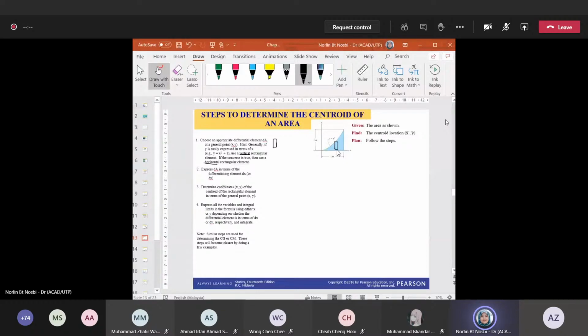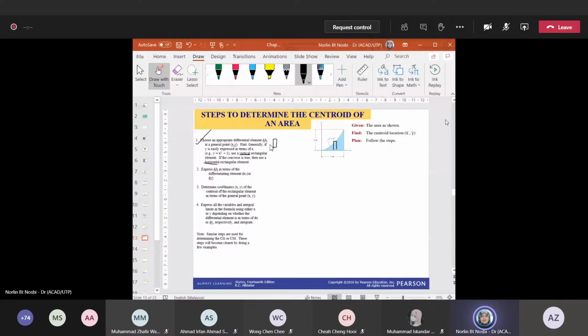Let me draw it properly. Make sure it reaches the curve. Okay, now you have done step 1. You just draw the rectangle, either vertical or horizontal.